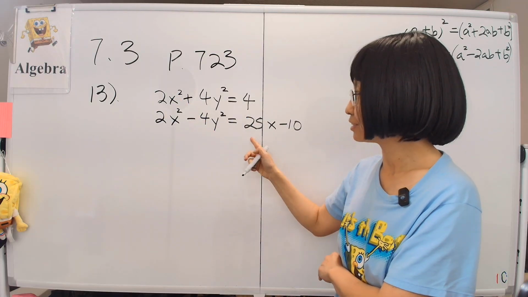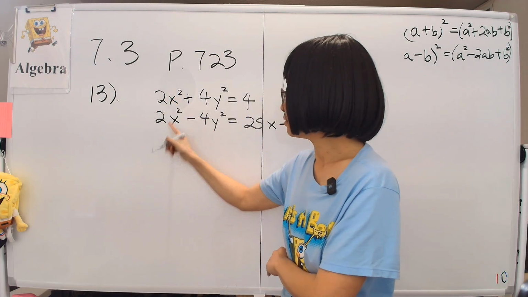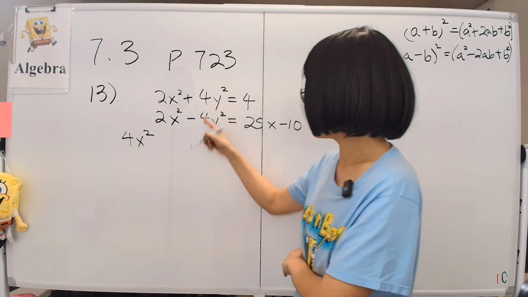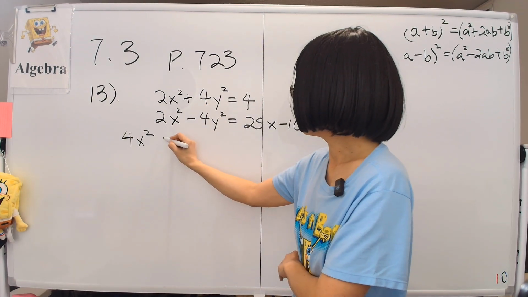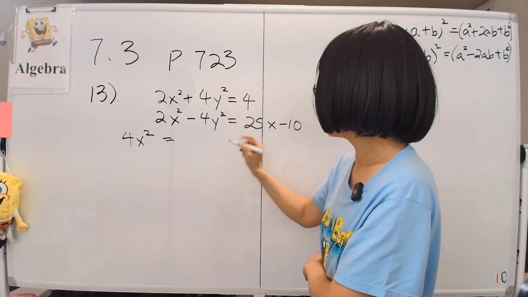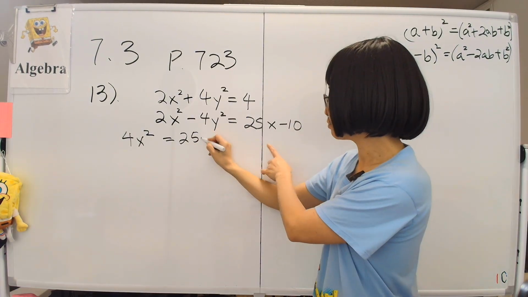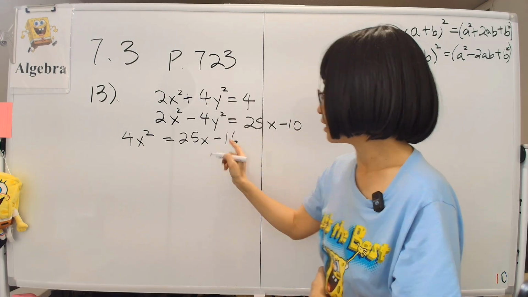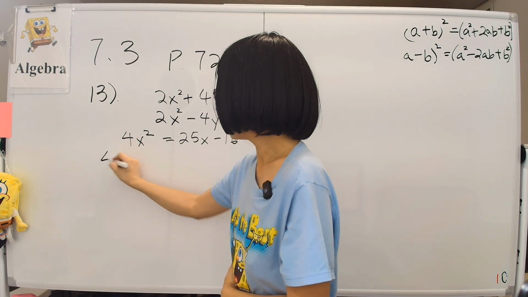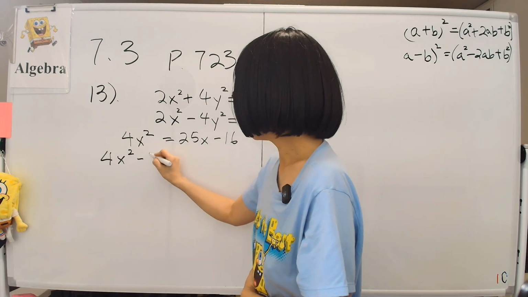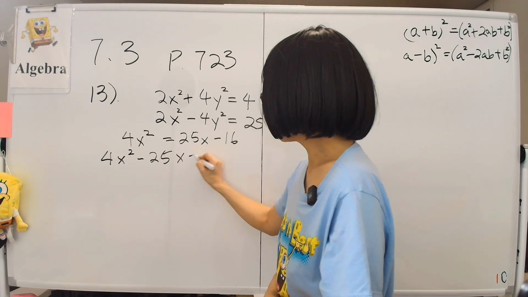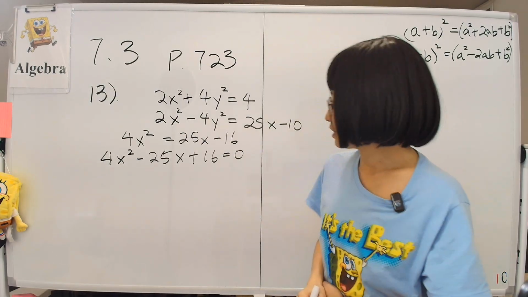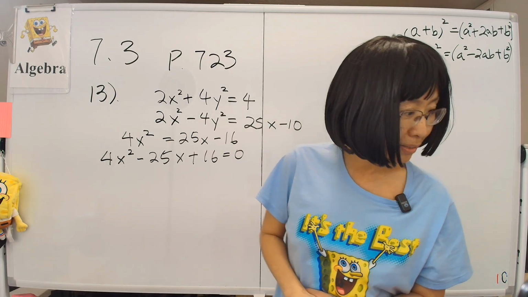Adding equation 1 to equation 2, we get 2x and 2x, so that is 4x squared. And then the y terms disappear, and that equals 25x right here, this one. And then 4 minus 10 is minus 6. Or, right on the same side, we have 4x squared minus 25x plus 16 equals 0. Okay, now I'm afraid this is where our happiness ends.